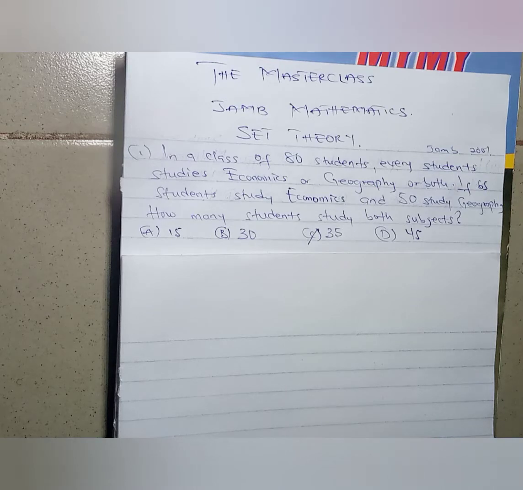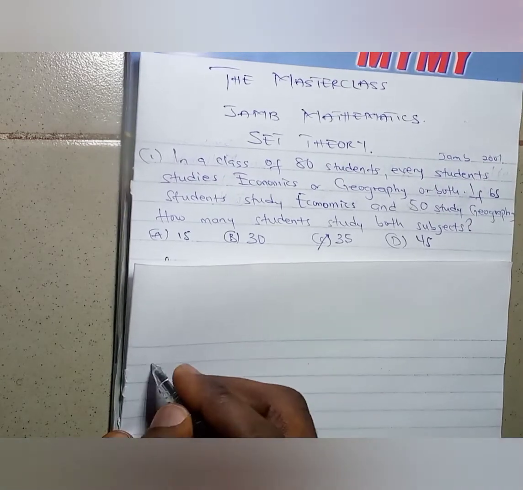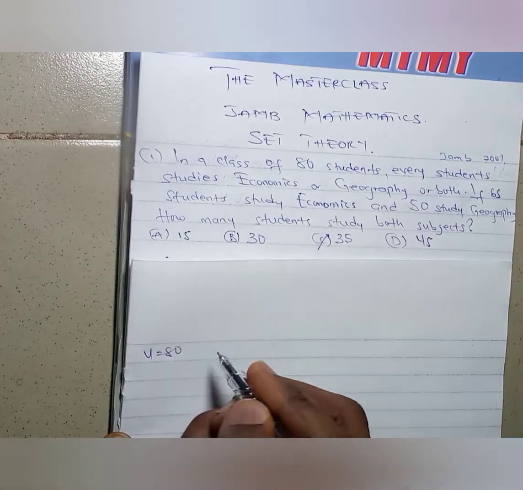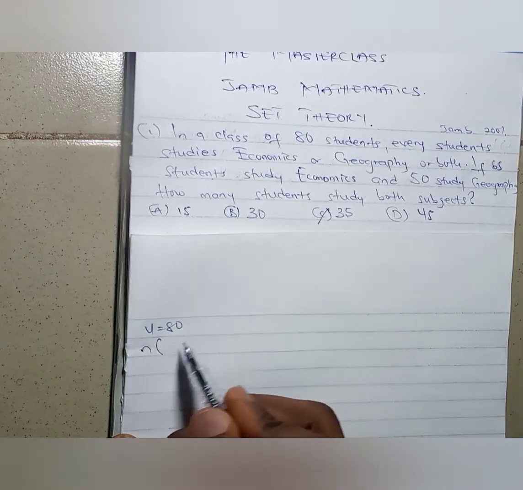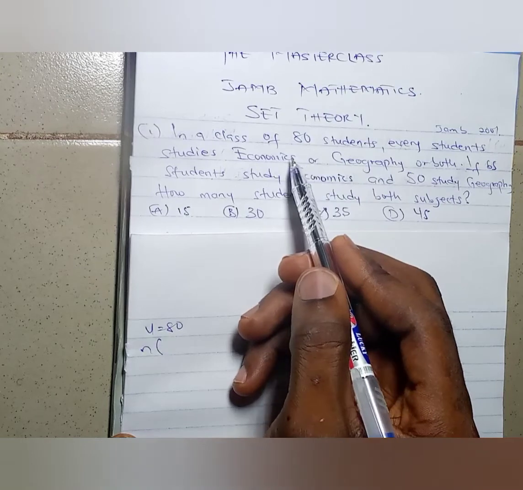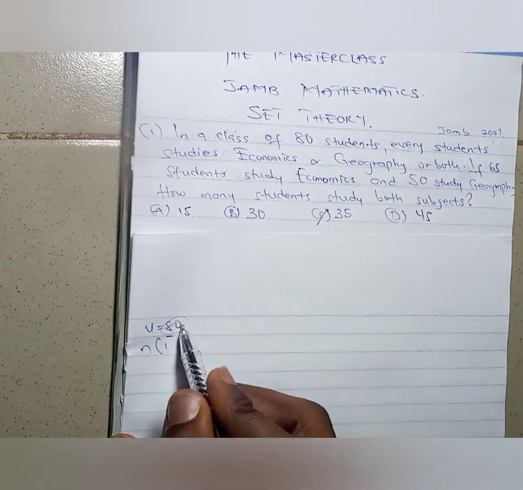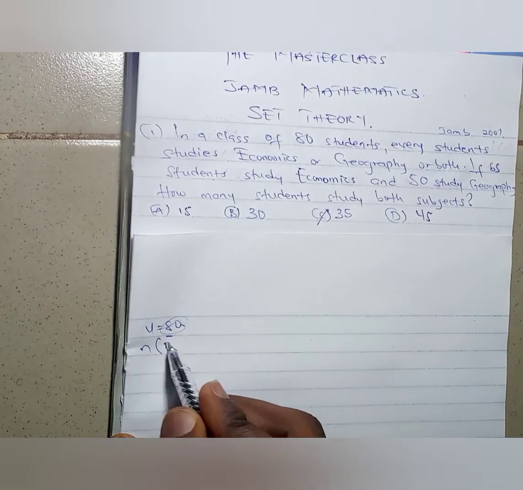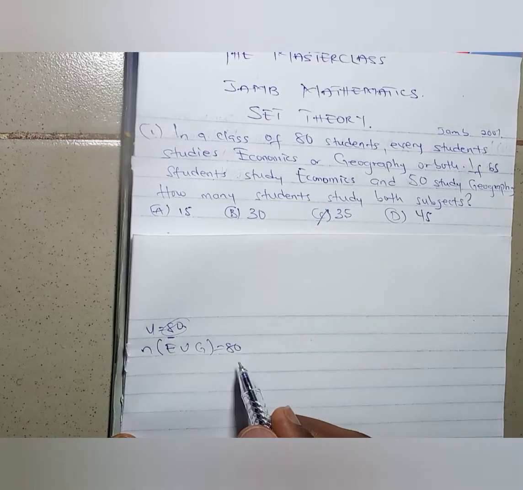Now, let's solve this question step by step. In a class of 80 students, that means the universal set here is 80. The number of students that study both subjects is what? 80, which is the universal set here. So economics union geography equals 80.